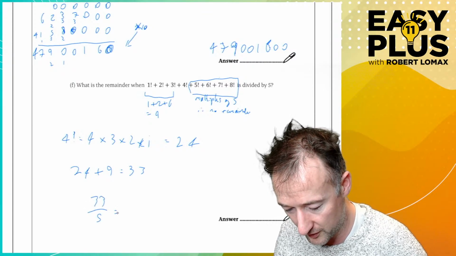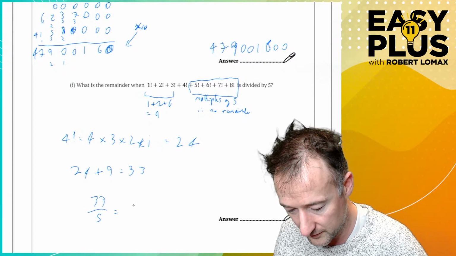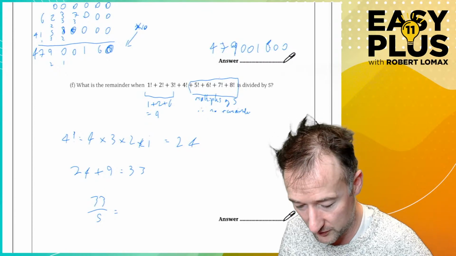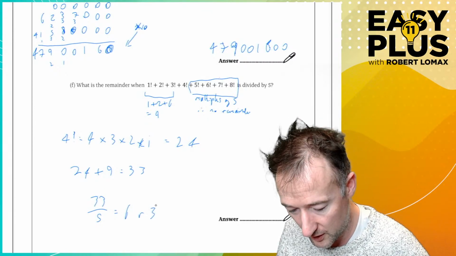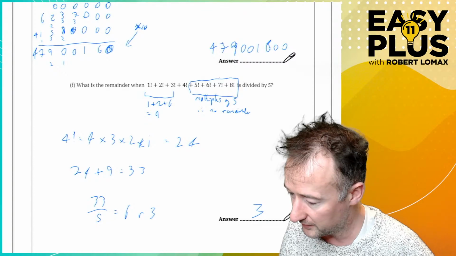33 divided by 5 equals 30 divided by 5, which is 6, remainder 3. So what's the remainder? It's 3.